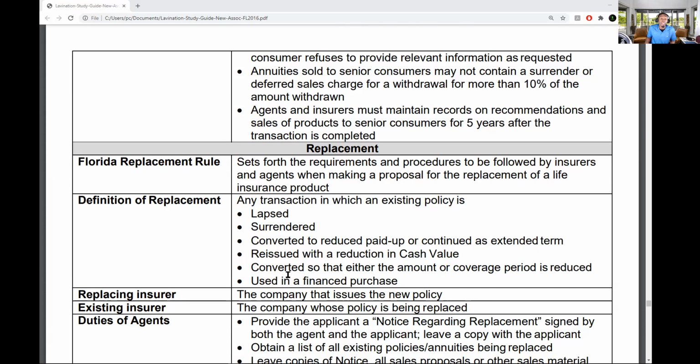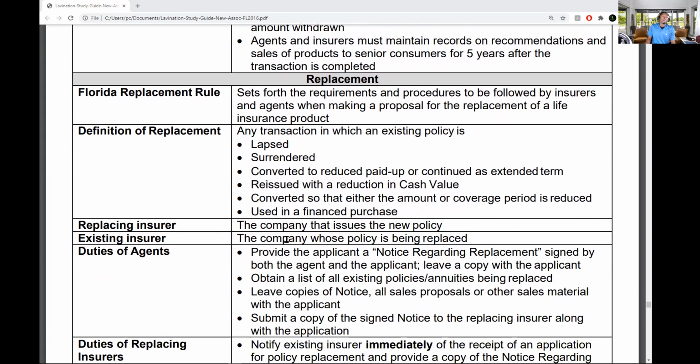Or maybe somebody converted their policy so that the amount of the coverage or the coverage period is reduced. If they converted the amount or the coverage, that's considered replacement as well. If they use it in a financed purchase, that's also considered replacement. So those are replacement. Make sure you know what replacement means when it comes to that.